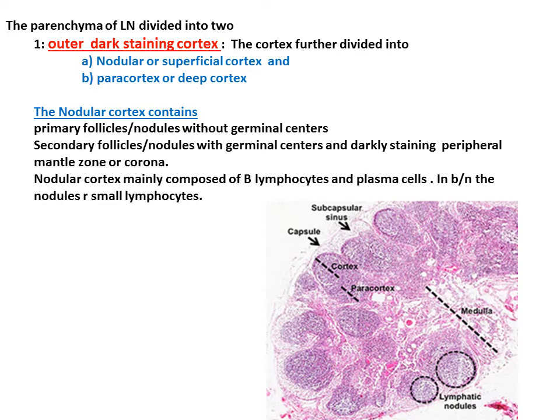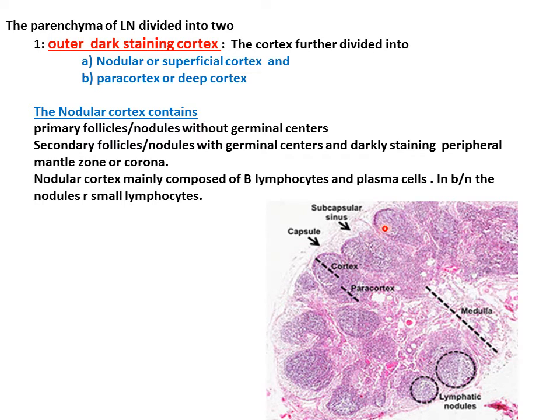The parenchyma of the lymph node is divided into an outer cortex and an inner medulla. This is the outer cortex area, and the inner is the medulla. The outer cortex is further divided into the nodular, superficial cortex, and the deep cortex or the paracortex. This is the paracortex region, and this is the cortex region.